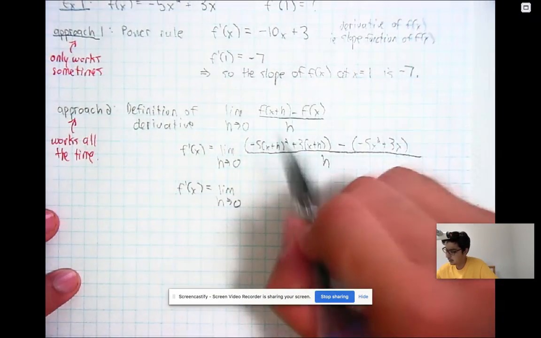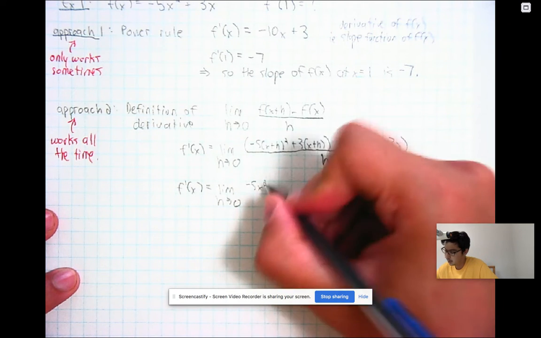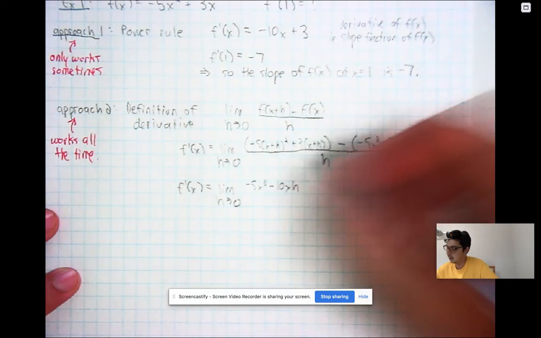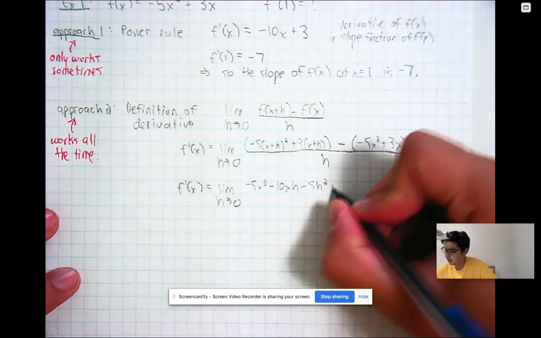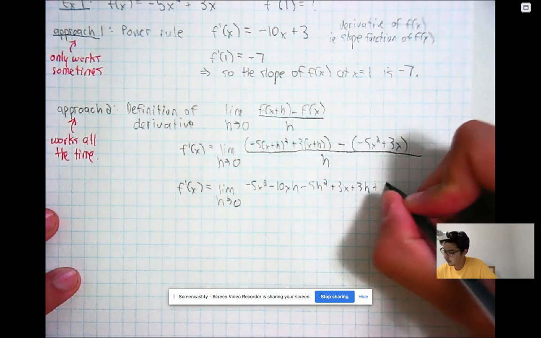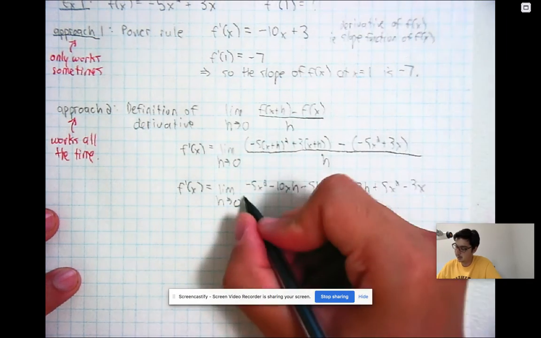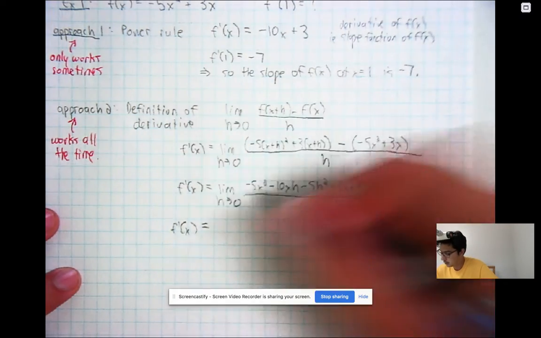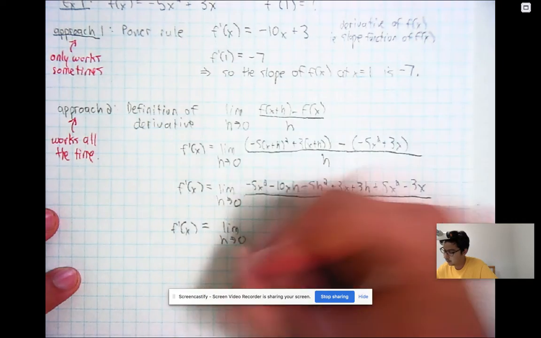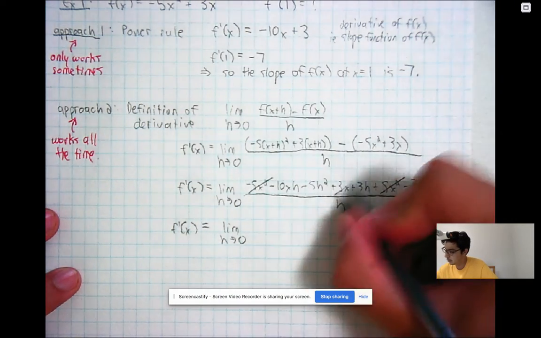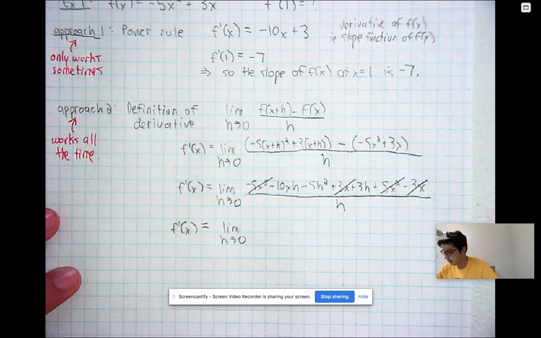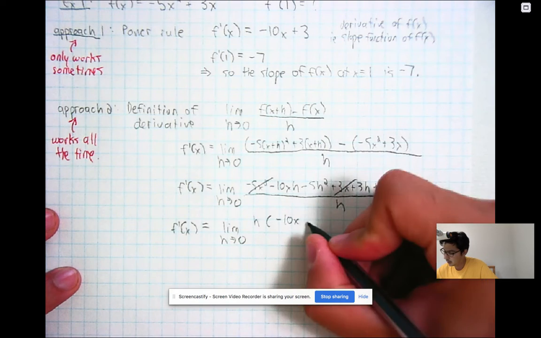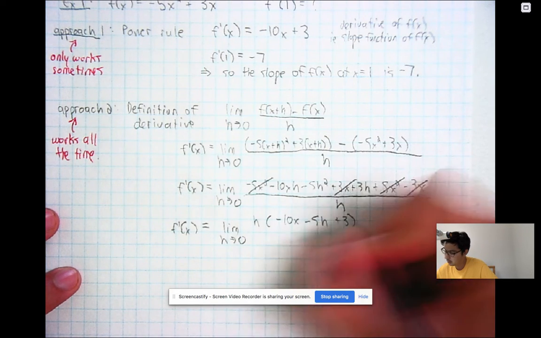Now, if we simplify this, you'd have negative 5x squared, and you'd have a 2xh there. So with the negative 5, you'd have a negative 10xh, and then a minus 5h squared plus 3x plus 3h plus 5x squared minus 3x. We distribute that negative, all over h. So then we have the derivative of f of x is the limit as h approaches 0 of, that will cancel with that, the 3x will cancel with the negative 3x, and that's it. Notice that they all have h, so I'm going to factor out an h right away. I have negative 10x minus 5h plus 3, all over h.